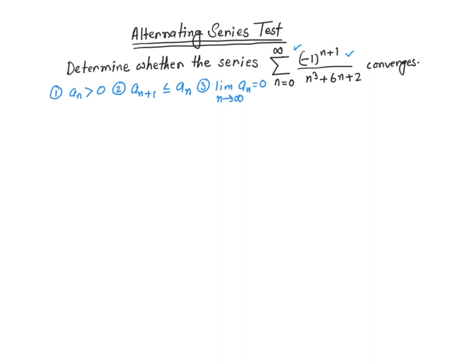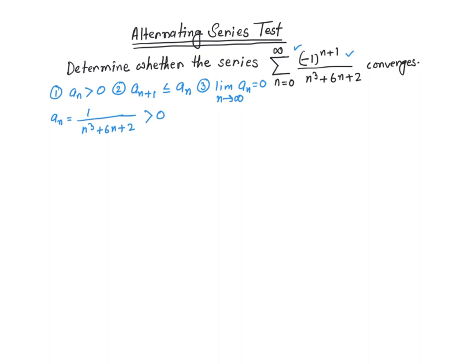And obviously you can see the first condition is true, right? A sub n here is going to be equal to 1 over n cubed plus 6n plus 2. And we are talking about n equal to 0 to infinity: 0, 1, 2, 3, 4. So a sub n is this value, 1 over n cubed plus 6n plus 2. Of course, it is greater than 0, so it's positive.